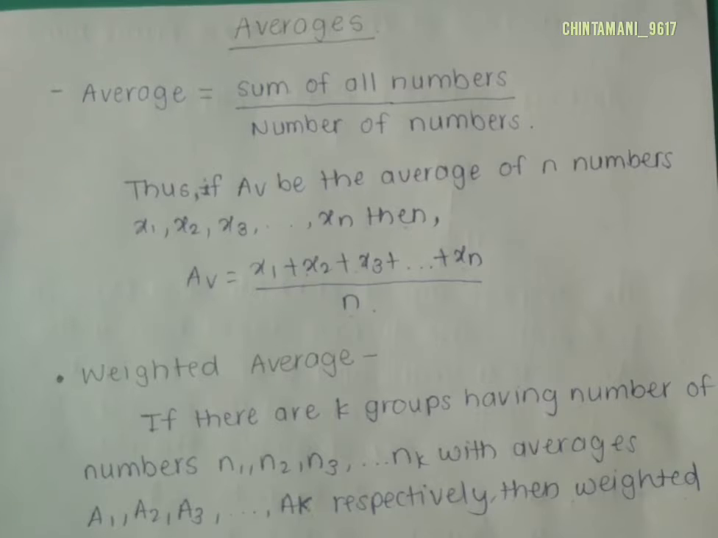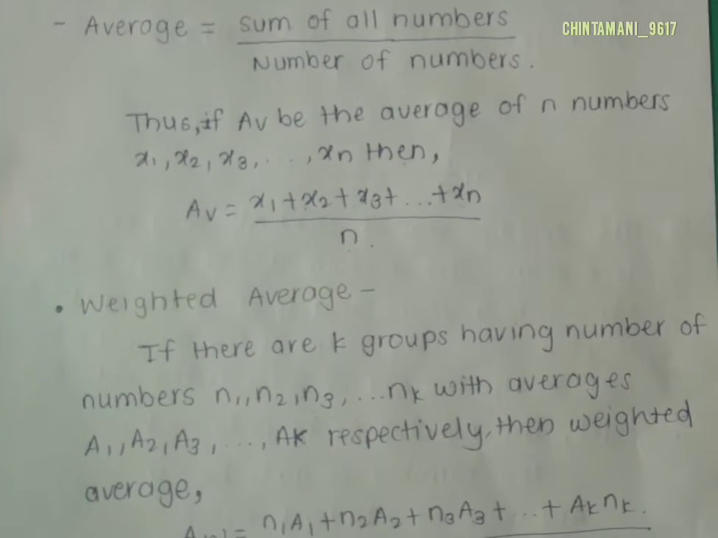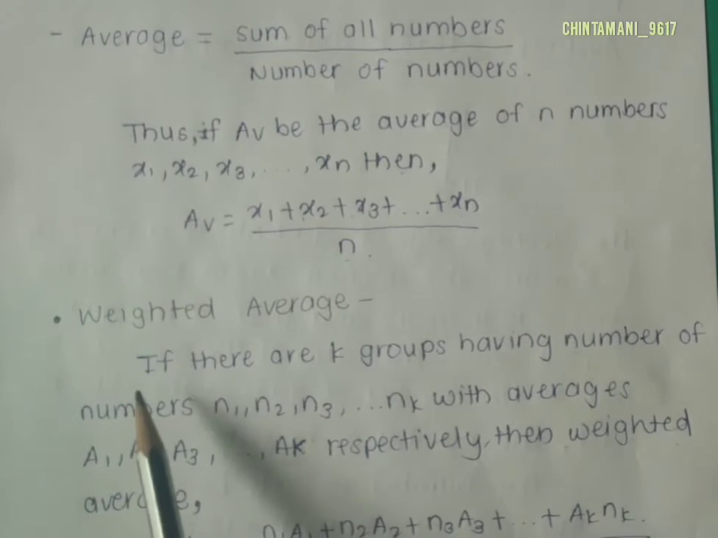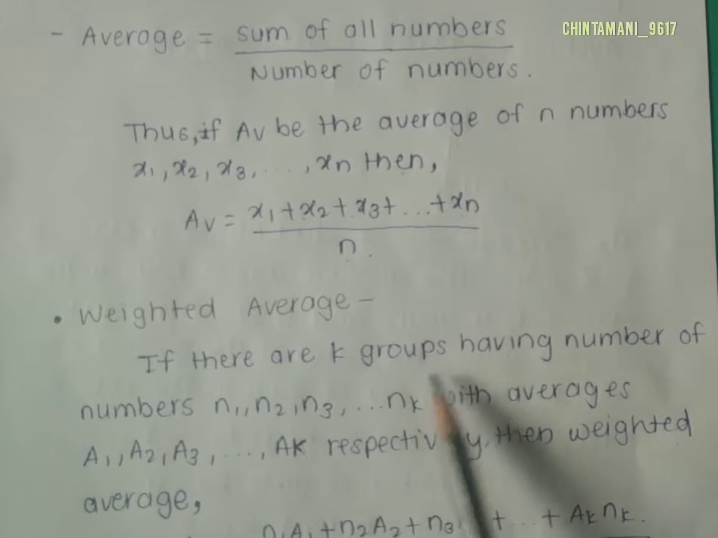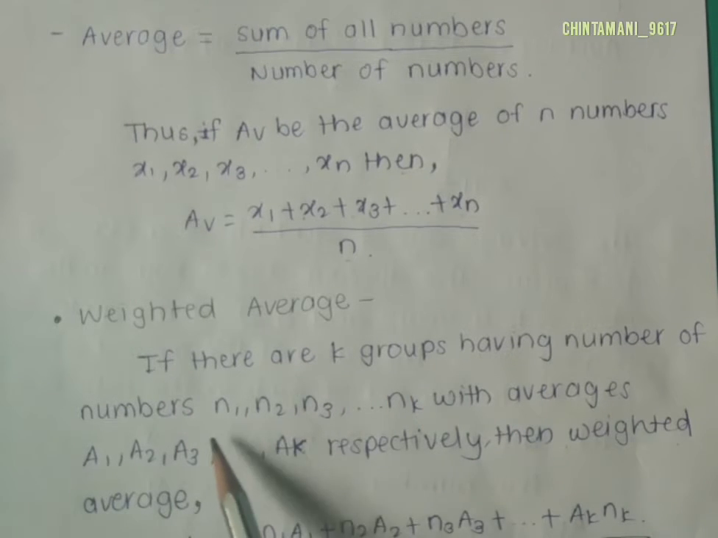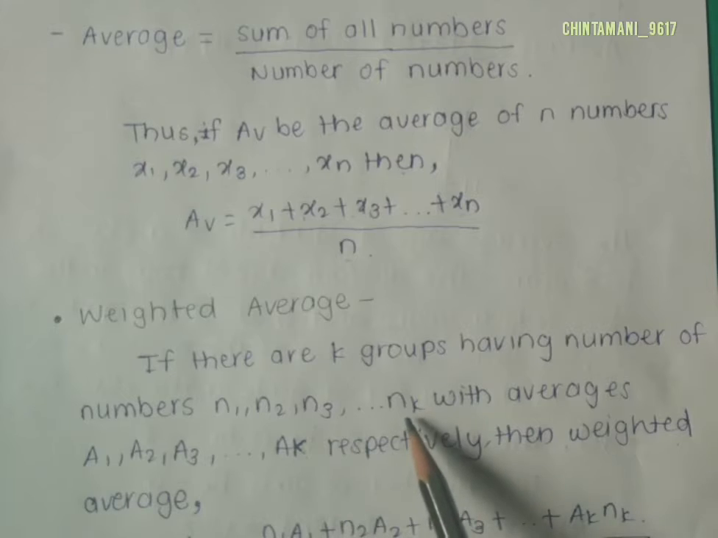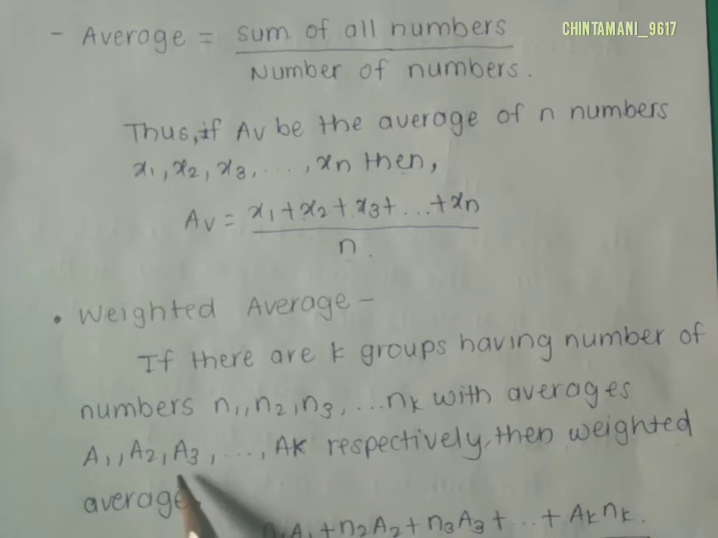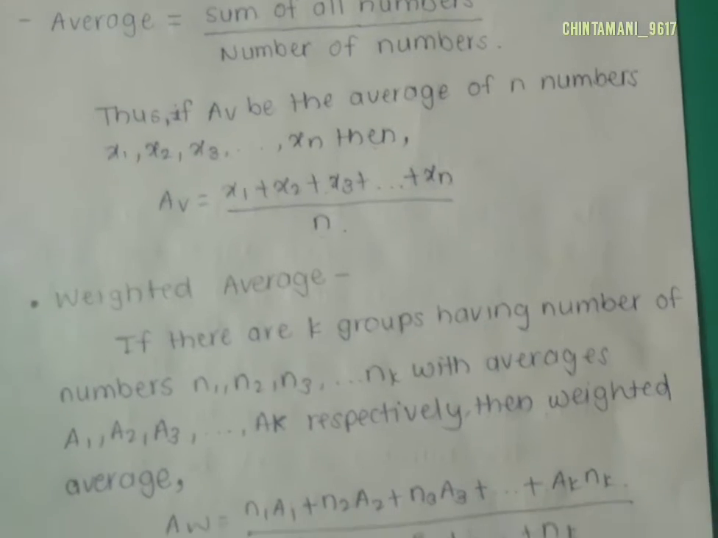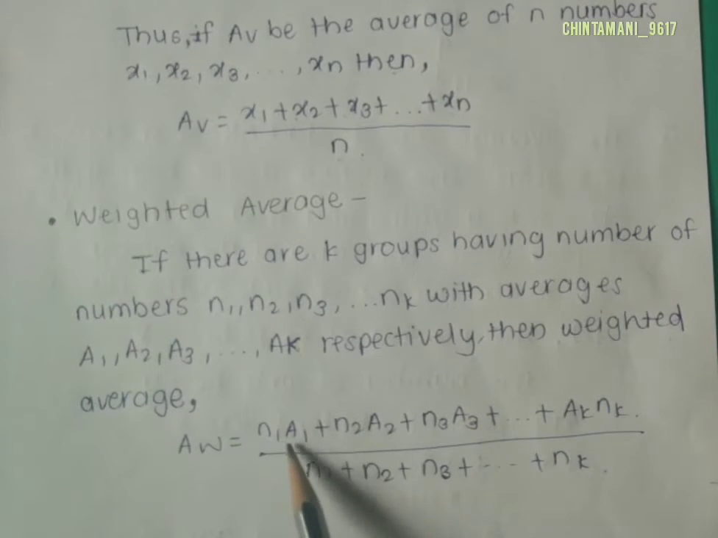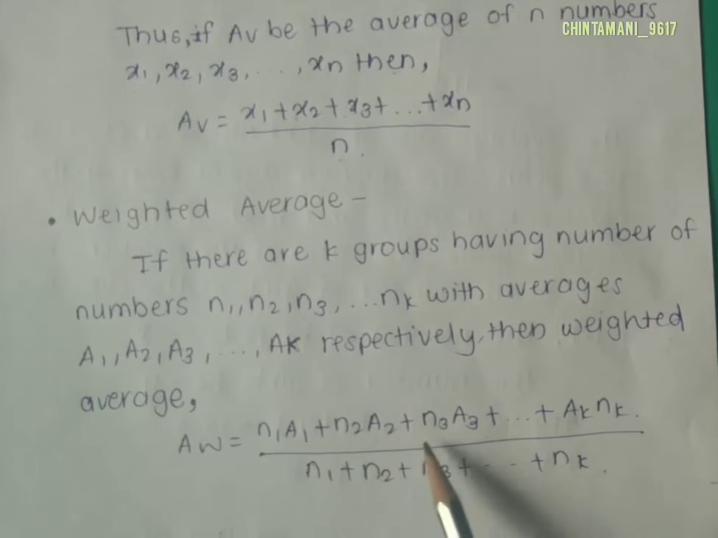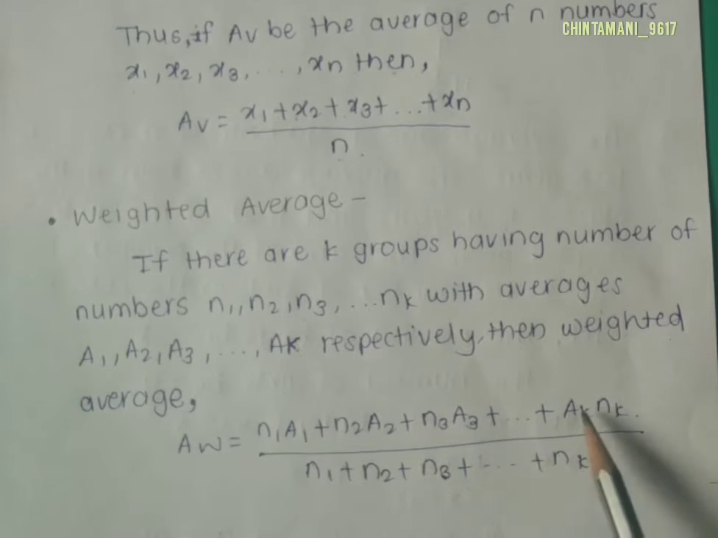There is also a second type of average, that is weighted average. So what is weighted average? If there are k groups having n1, n2, n3 up to nk numbers with averages a1, a2, a3 up to ak respectively, then the weighted average is (n1a1 + n2a2 + n3a3 + ... + nkak) divided by (n1 + n2 + n3 + ... + nk).